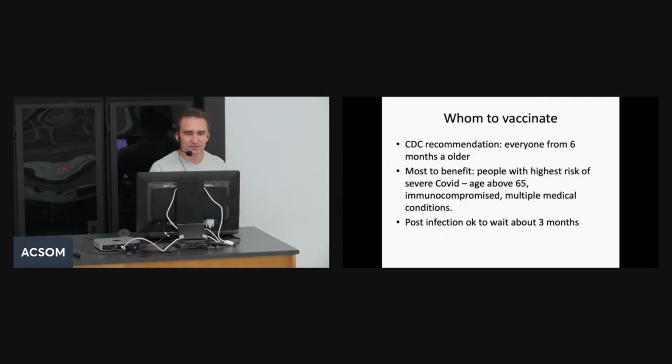So whom to vaccinate? The official recommendation from CDC is everyone 6 months or older. But the people who would benefit most are the elderly with the highest risk for severe COVID, immunocompromised, and those with multiple medical conditions. And if somebody had an infection, it's okay to wait about 3 months because you need to create some immunity against the virus to clear it from your body, right? You have cell immunity, you have B cells, so there is no rush.